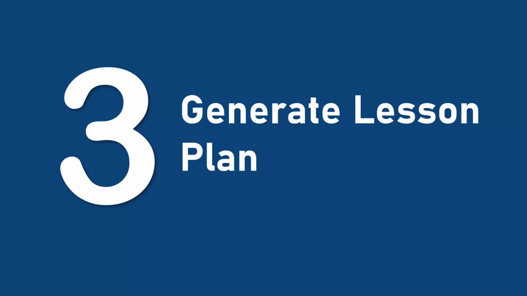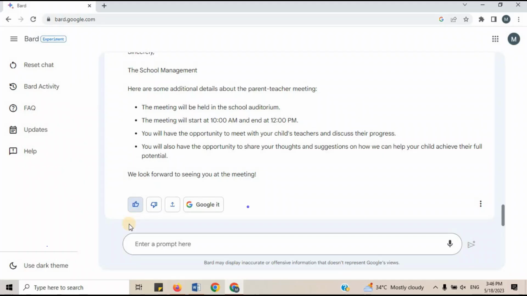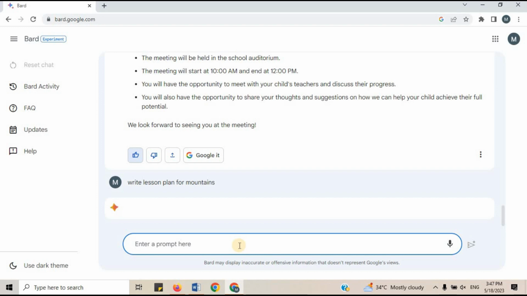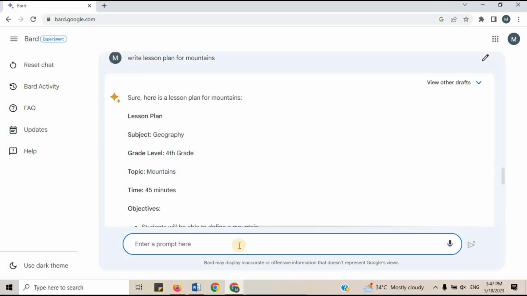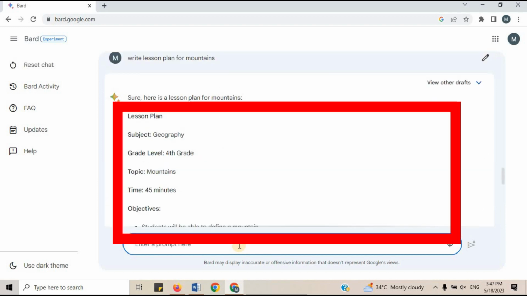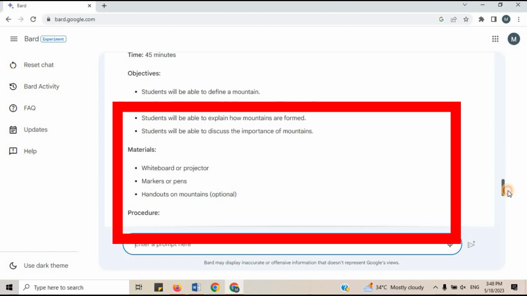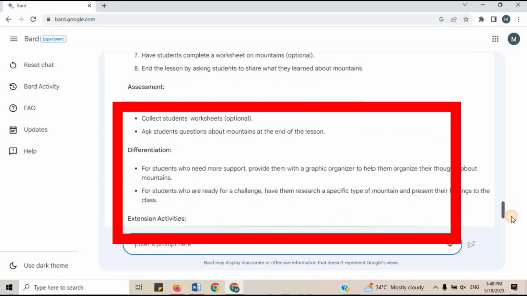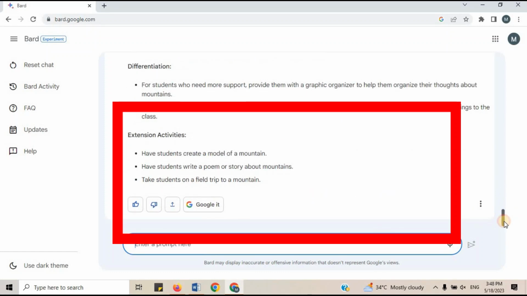Method 3. Generate lesson plans. Develop your lesson plans with the help of Google Bard. Use Google Bard's idea as a starting point, then add your own style and teaching expertise. For example, you can say write lesson plans for mountains. Sure, here is a lesson plan for mountains. Lesson plan, subject, grade level, topic, time, objectives, materials, procedure, assessment, differentiation, extension activities.